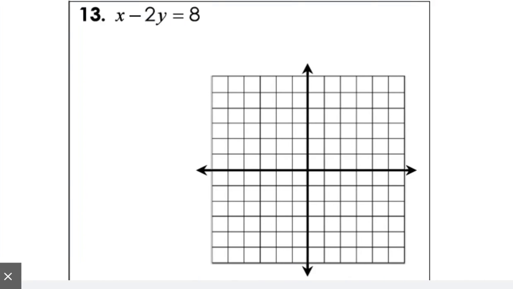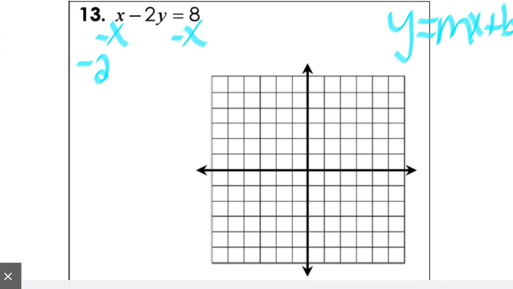Okay, so this is number 13. Now, we want to graph this line, but in order to graph this line, we have to have our equation in slope-intercept form, right? Remember, y equals mx plus b. So we need the m and the b. So the first thing we're going to do is subtract x from both sides.